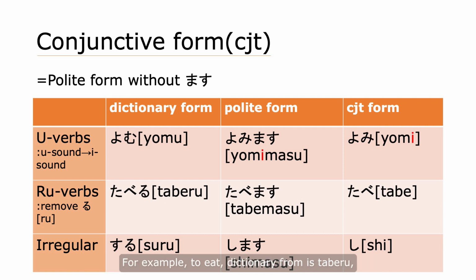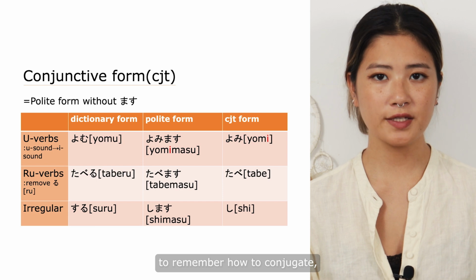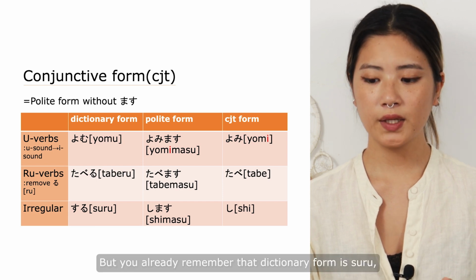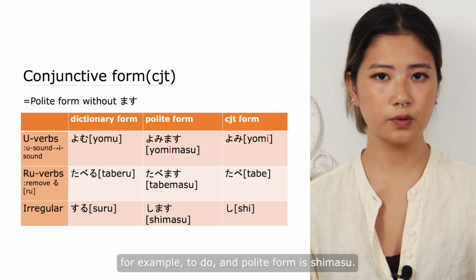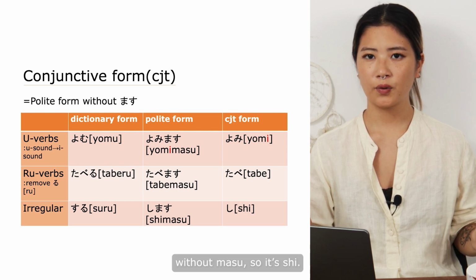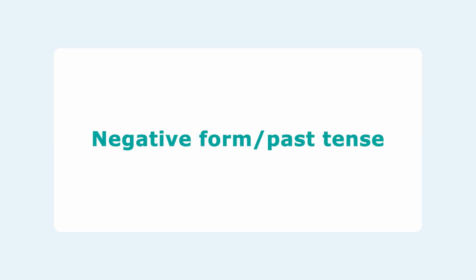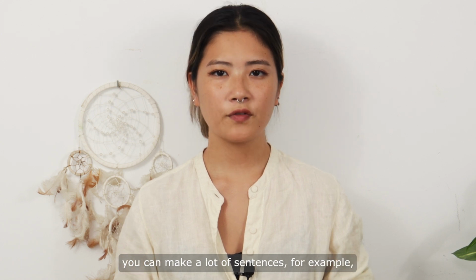For example, if it's to eat, the dictionary form is taberu. If you remove ru, it's tabe, and that's the conjunctive form. For irregular verbs, again, you just need to remember how to conjugate because there's no rule. But you already know that the dictionary form of to do, for example, is suru, and the polite form is shimasu. The conjunctive form is the part of the polite form without masu, so it's shi.